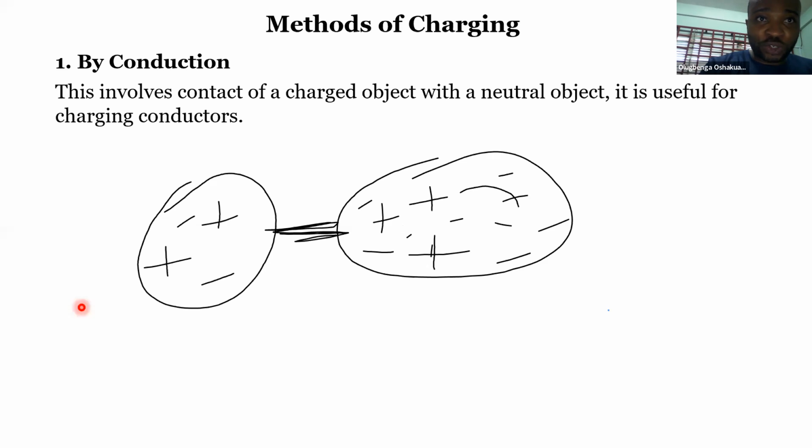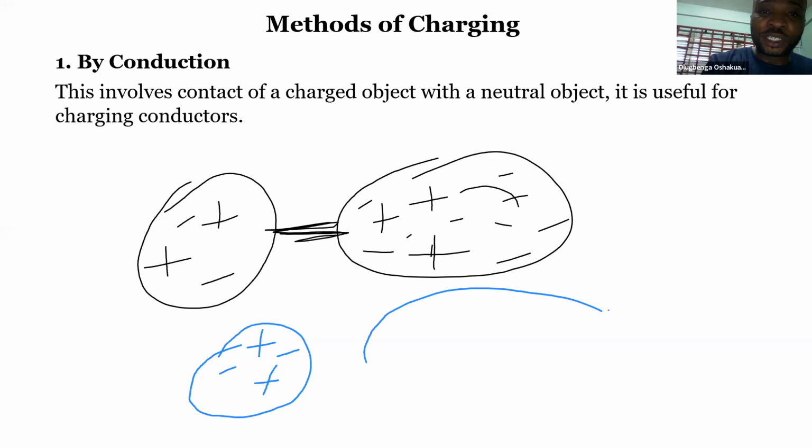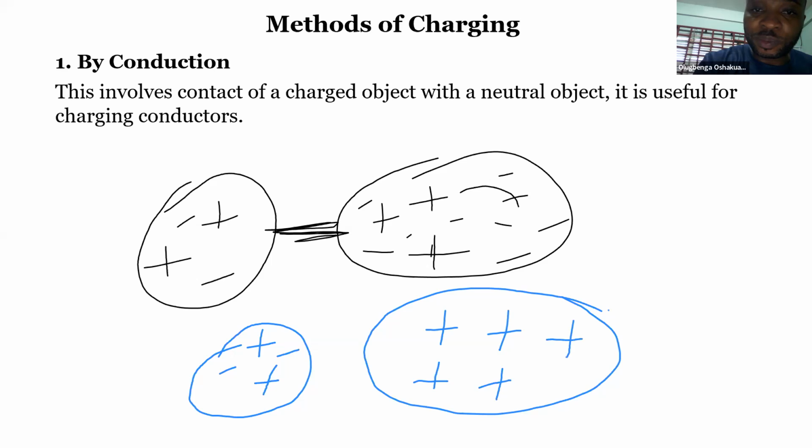The other scenario is to think about a particular body that is also neutral. And now we have another body that is having excess positive charges.